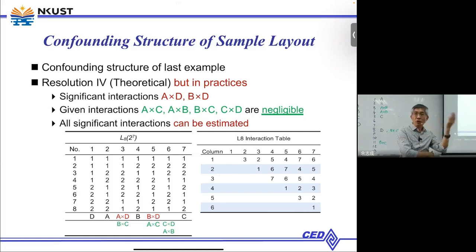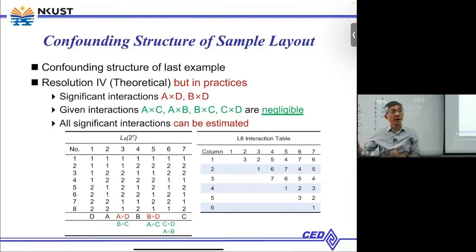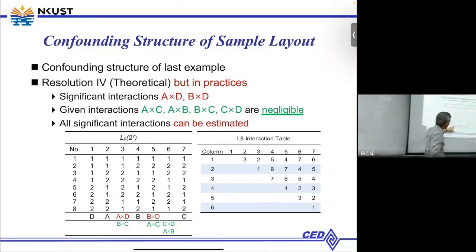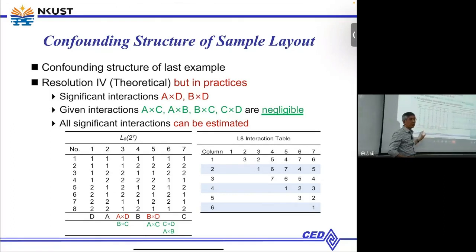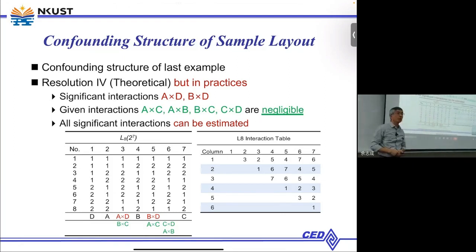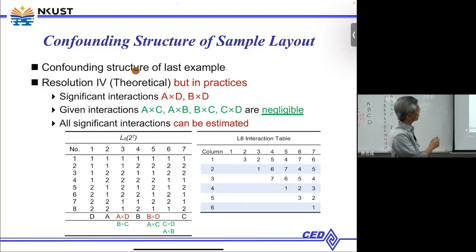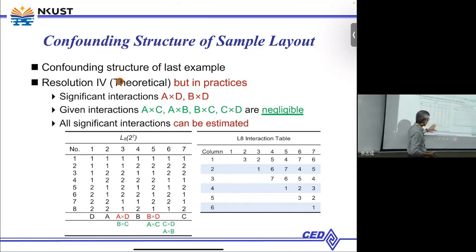Recall what the design resolution means. Main effects will not confound with interactions. However, interactions can confound with each other. A, B, C, D do not confound with the interactions, but interactions confound with each other. So it will have resolution 4. But design resolution 4 is not big enough to analyze all the main effects and all the interactions, right?